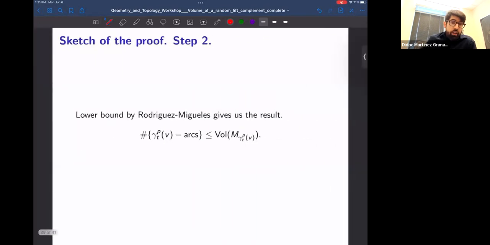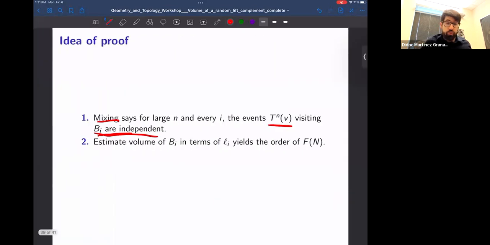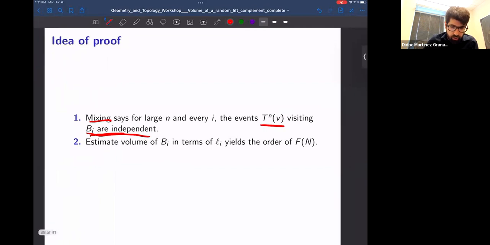And then once you have that, that gives you a lower bound of the number of homotopy classes of arcs, and you just hit it with Rodriguez-Migueles' lower bound, and that gives you a lower bound for the volume. Okay, so that's essentially the main bulk of the proof, it is in this first step. Okay? And of course, hiding lots of details under the rug here.